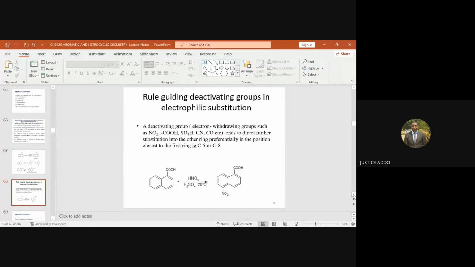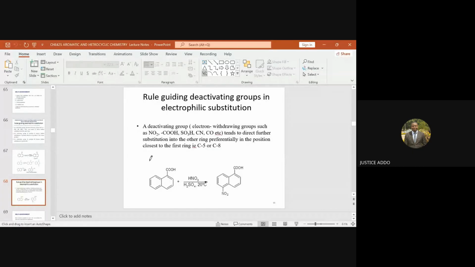Then let's look at the deactivating groups. If the group on the naphthalene is not an activating group, but a deactivating one. An example of a deactivating group is COOH, that is the acid functional group here. For these ones, they direct an incoming group to the other ring. So if the acid COOH is on this ring, then the incoming group cannot be on the same ring with it. It has to go towards the other ring.